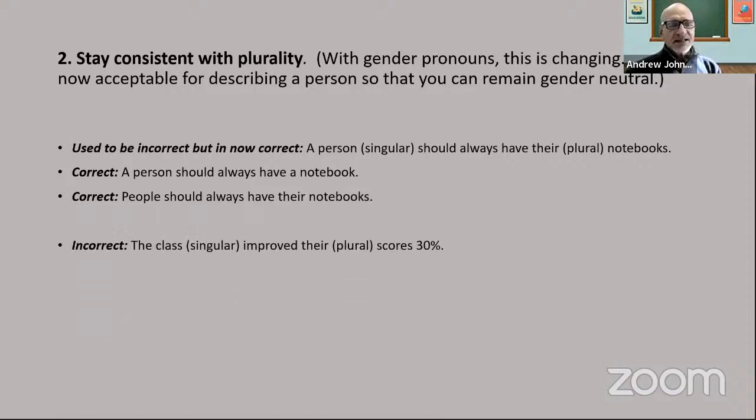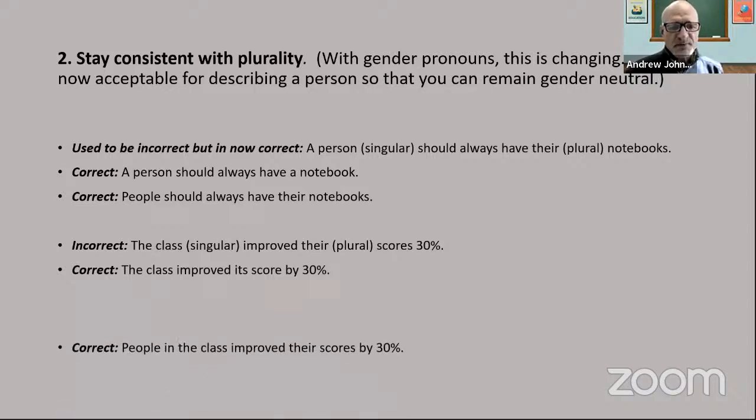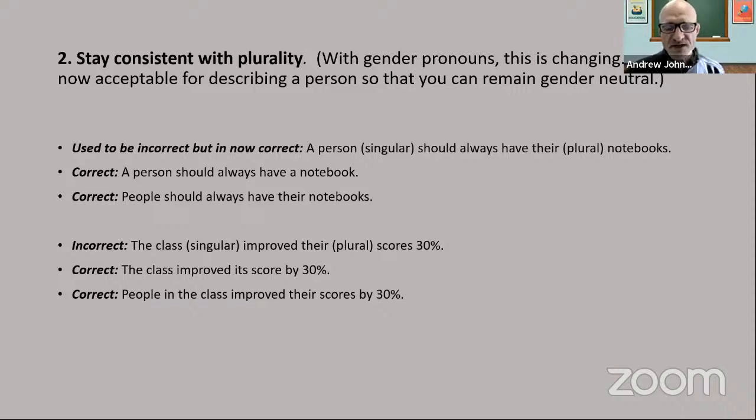All right? Incorrect. The class, that's singular, improved their scores by 30%. That's incorrect. The class improved its scores, or people in the class improved their scores. Stay consistent with plurality as well.